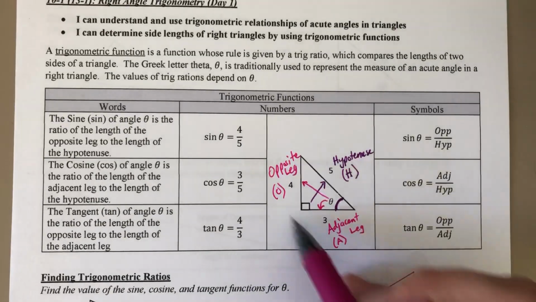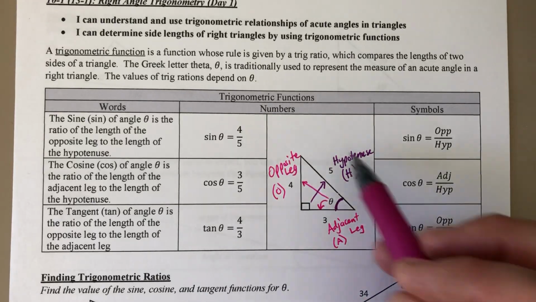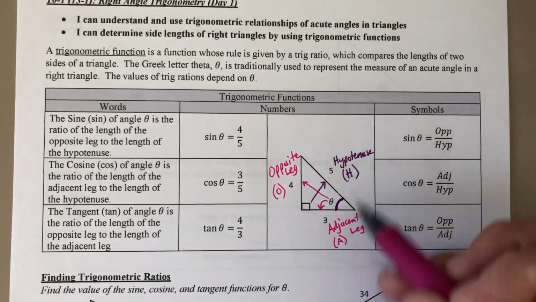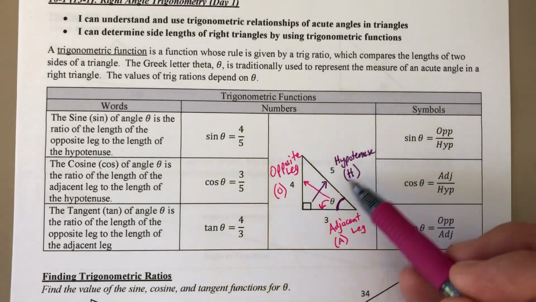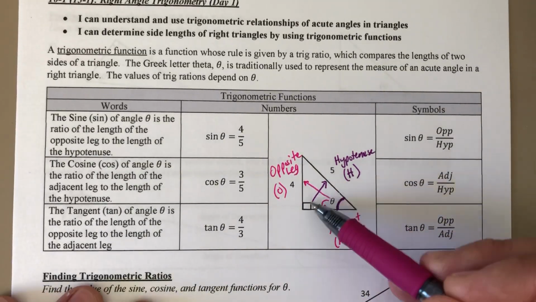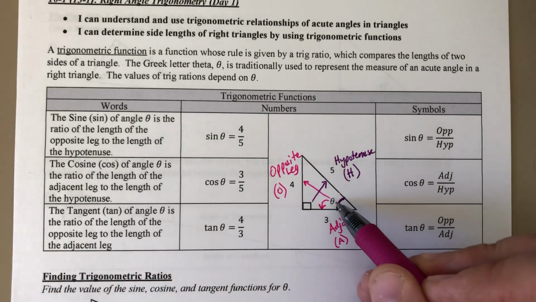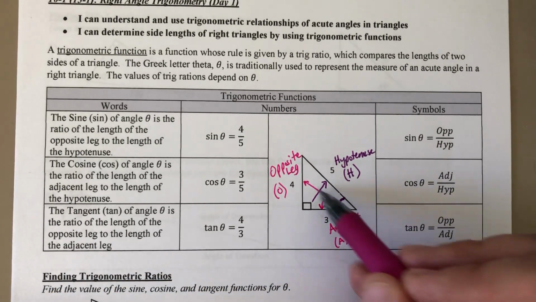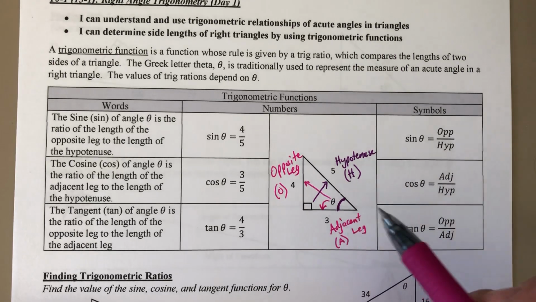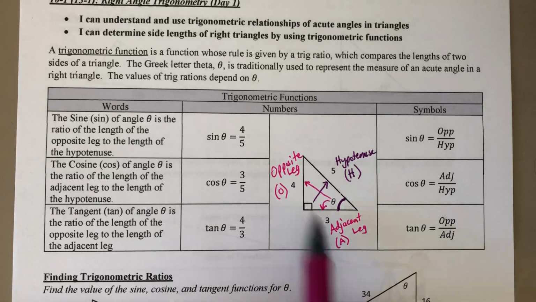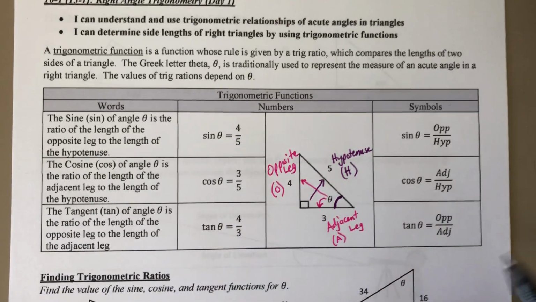That is how you begin every trig problem: identify O, A, and H, the opposite, the adjacent, and the hypotenuse. I usually start with the hypotenuse because that's the obvious one, always across from the right angle. Then, from the angle you're given or looking for, you identify O and A. O and A switch: if this was the angle we were talking about, then this would now be O and that would be A. So it is dependent on the angle.